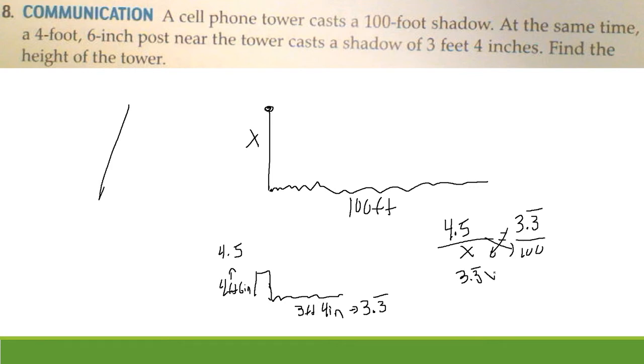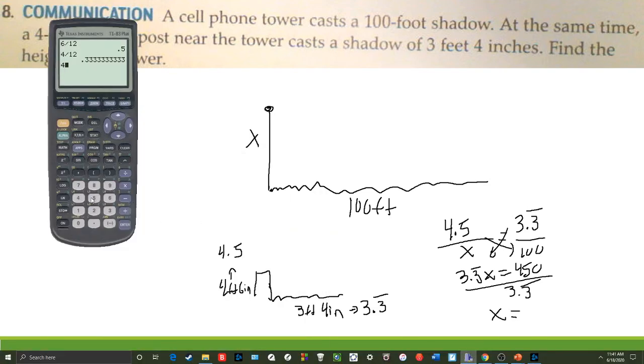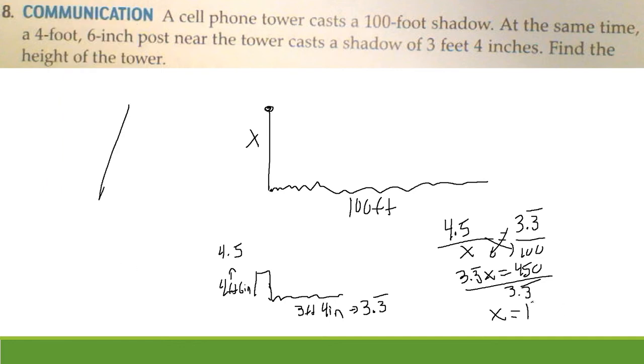3.3 repeating x is equal to 450. Divide by 3.3 repeating as best I can, and we're going to get 450 divided by, the way you do it in the calculator, if you want to do it the lazy way, is just 3 point and then just type in a bunch of threes. And then you just click enter and you get 135. So the tower is going to be 135 feet tall.